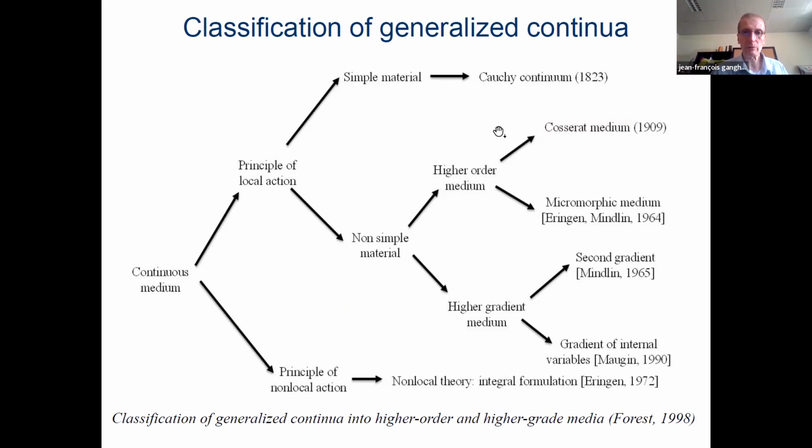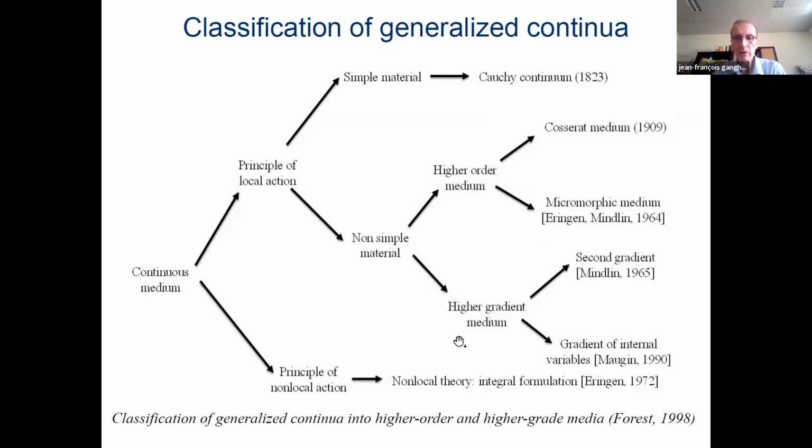So either we include new kinematic variables. So this is called higher order media. So we have Cosserat medium, which was developed by the Cosserat brothers in the early 20th century. We have micromorphic medium. We have also micro-stretch medium, and also some other ones I will present later.